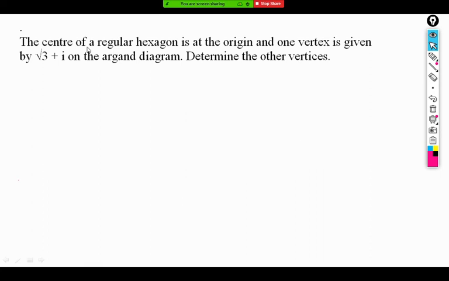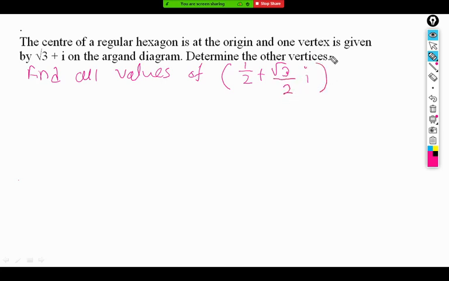Find all values of, let us say, (1 by 2 plus root 3 by 2 i) raised to 3 by 4. How many values will we get? Tell me. How many values of this expression do we get?